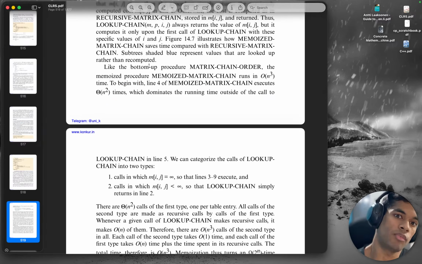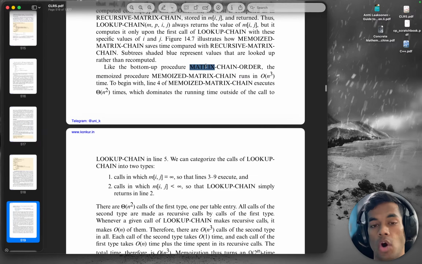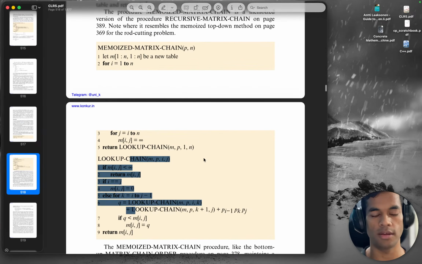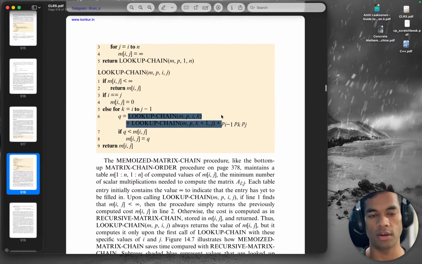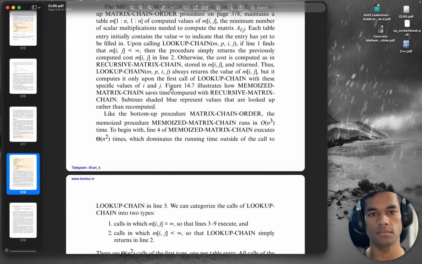So the time complexity for both the bottom up procedure, which was matrix chain order, and this top down procedure, memoized matrix chain, is n cube. But bottom up is a bit faster because it has a lower constant factor, because we are just running a loop compared to memoized matrix chain, in which we are using memoization and recursion. There we are calling a function, and calling a function has a higher overhead compared to bottom up, where we are just directly referencing values from a vector.